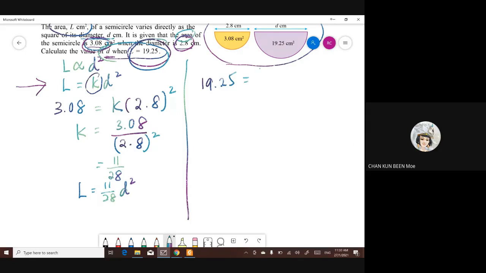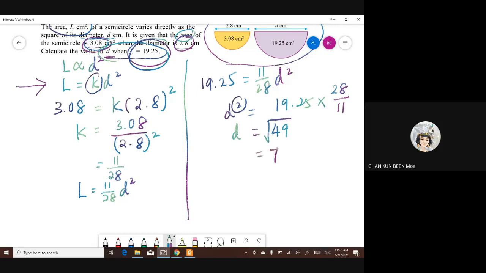19.25 is equal to 11 over 28 D squared. In order for you to look for D, D squared is equal to 19.25 times 28 over 11. After you get the answer, you are going to square root it because they have a square over here. So the answer is actually equal to 49. In order for you to get D, it will be the square root of 49. So the answer is 7.